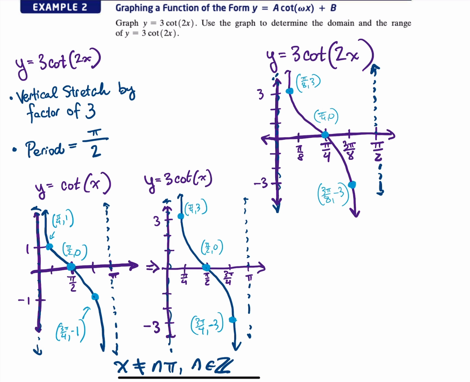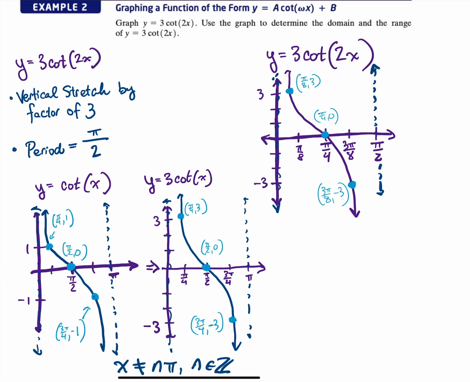So let's list our domain. Before we said that x could not be equal to multiples of pi. Well, now it should just be multiples of pi over 2. We can do this a little bit analytically by taking our previous statement. We said that x can't equal n times pi.